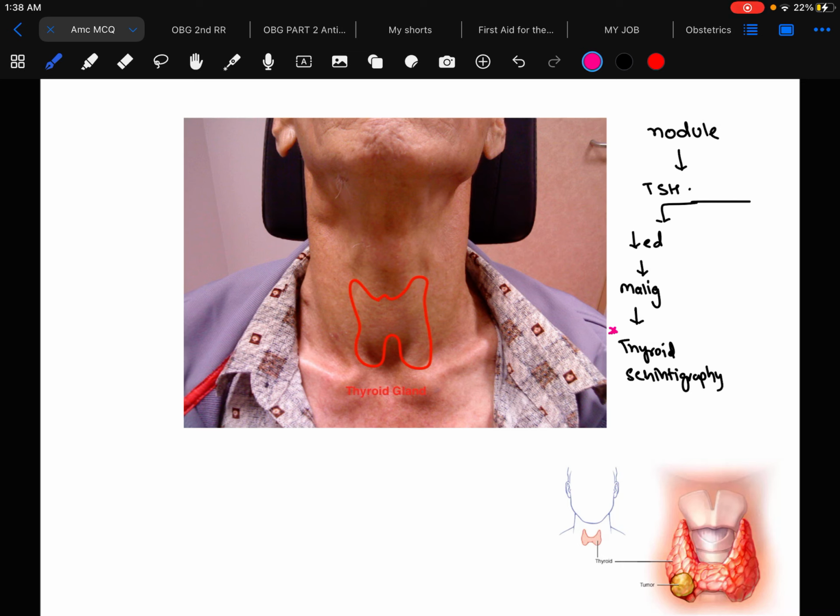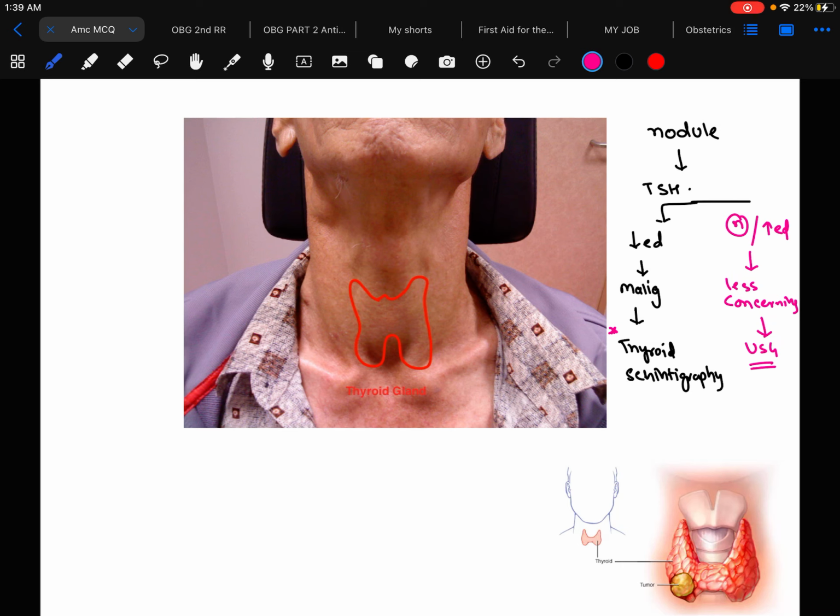Important point. The second thing is that in case the TSH level is normal or elevated, it is less concerning and more likely benign. Therefore you have to follow up this patient with the help of USG. Please remember this: after the TSH check, if it is decreased, think about malignancy and go for thyroid scintigraphy. If the TSH level is increased or normal, it is less concerning, and you will follow up this patient with ultrasonography.